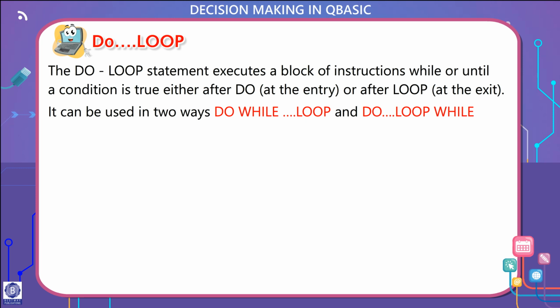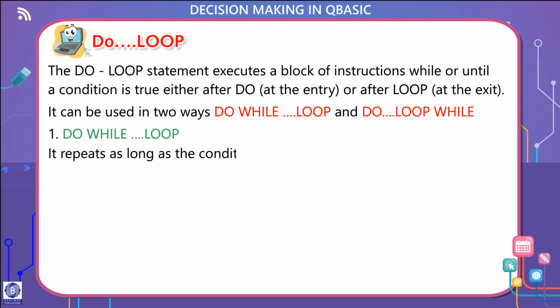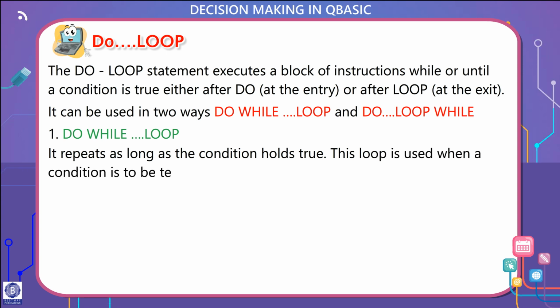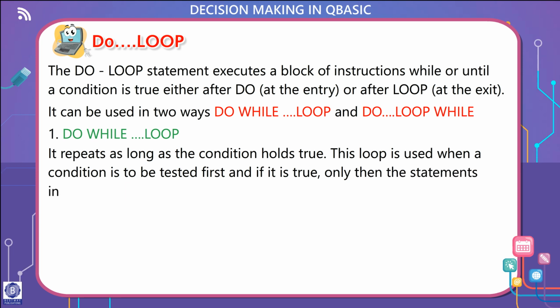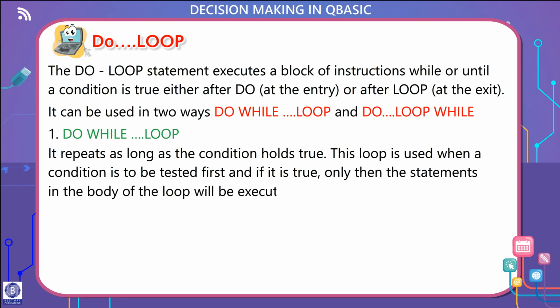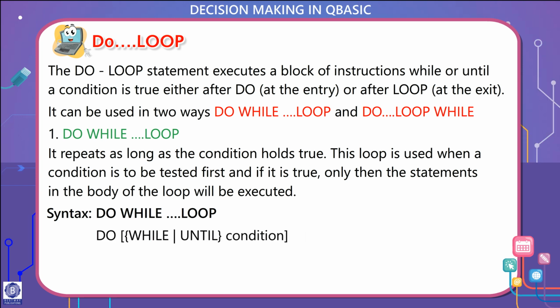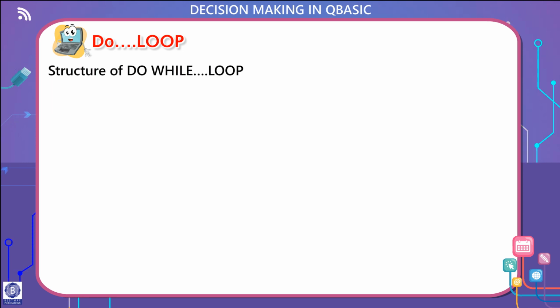It can be used in 2 ways: Do While Loop and Do Loop While. Do While Loop repeats as long as the condition holds true. This loop is used when a condition is to be tested first, and if it is true, only then the statements in the body of the loop will be executed. Syntax: Do While (or Until) condition, statement block, Loop. Structure of the Do While loop.